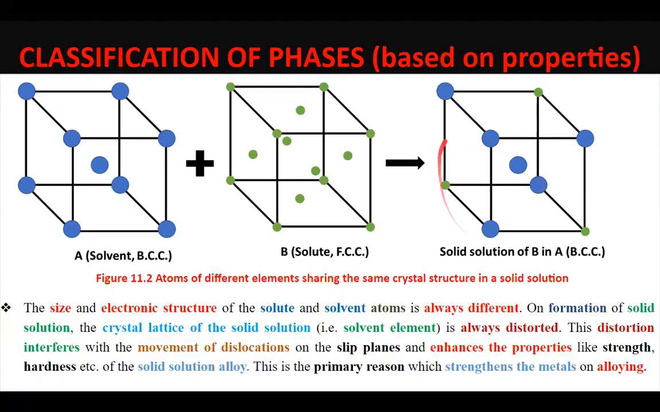these distortions, though I have not shown the distortion over here, but actually now this unit cell has got distorted. Either it would protrude outside, or it would get compressed inside. But this distortion of the unit cell poses obstruction to the movement of the dislocations when the load is applied. And as the dislocations get obstructed, the properties improve. And that's the primary reason why on alloying, strengthening or other property improvements take place.